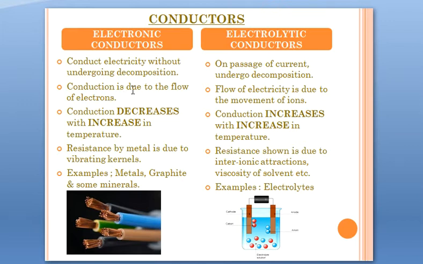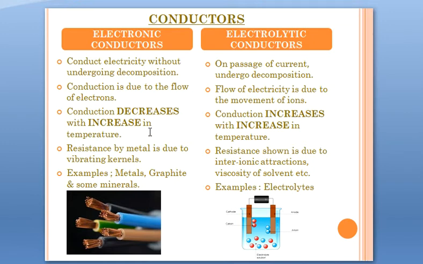You have studied the electron sea model of metals. In it there are kernels and there are mobile electrons. The flow of those electrons causes conduction. That is why the name electronic conductors. And those free electrons, the maximum examples here are metals, that is why these conductors are also known as metallic conductors. And the flow of electricity is due to the flow of electrons. Now on the other side, the flow of electricity is due to the movement of ions. That is why they are electrolytic conductors.